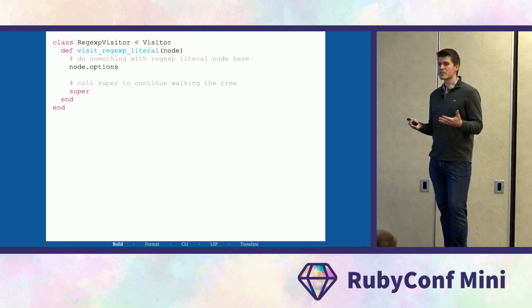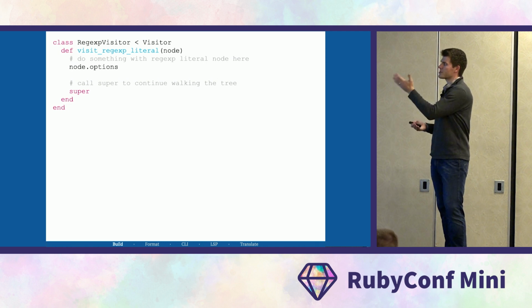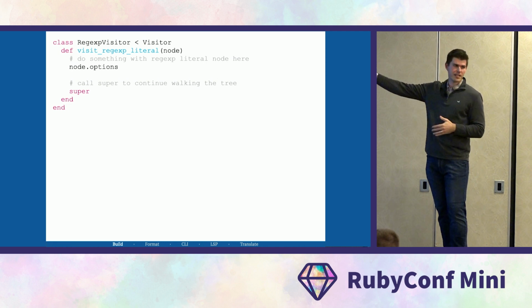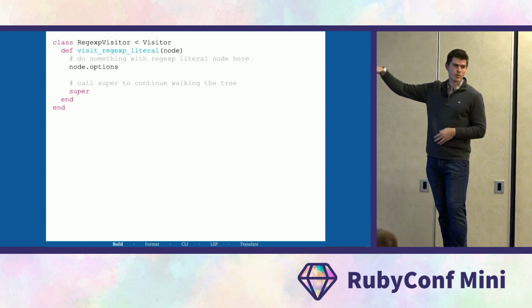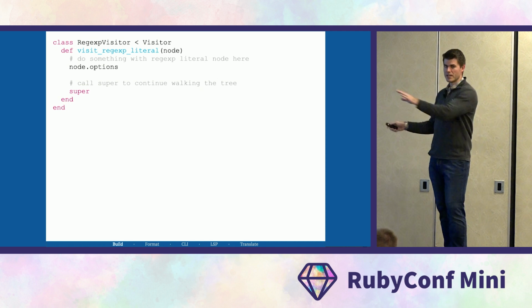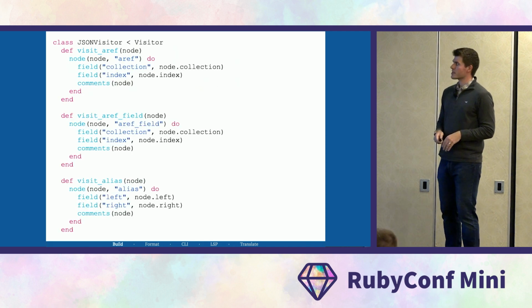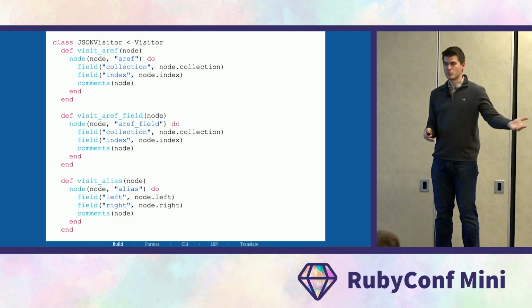You can start to do very interesting things with these visitors. If you only care about certain nodes, you can allow it to visit every single thing in the file and only find these nodes. Let's say you wanted to do an audit of the options that were being passed to your regex in your project. You can go and do this. This will find every single regex in your file without you having to do anything else. This is it.